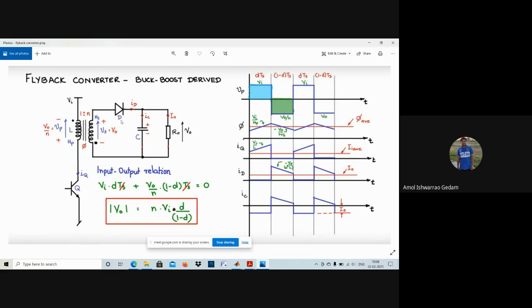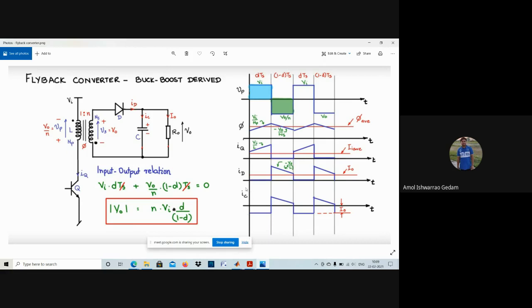Similarly, we can take the diode condition, but the diode is 180 degrees inverted with the switch. When the switch is on, the diode will be off. So the current of the diode when the switch is on is 0. When the switch is off, the diode will conduct and the current of the diode will be peaky with a decreasing slope. The average current of the diode will be the output current.